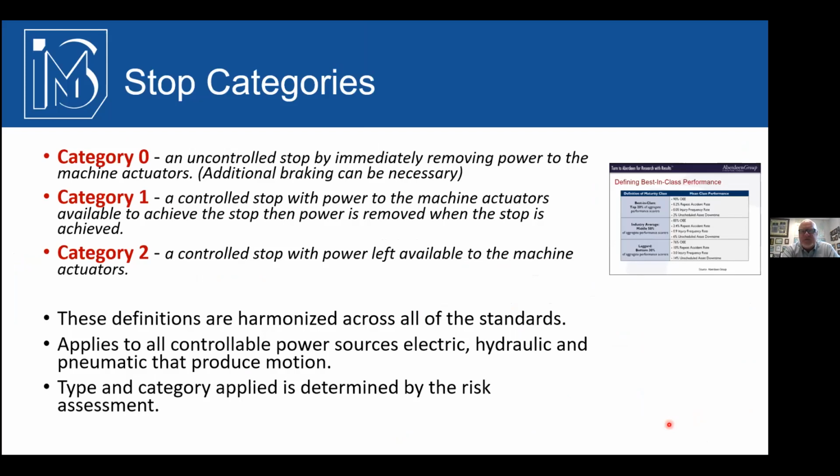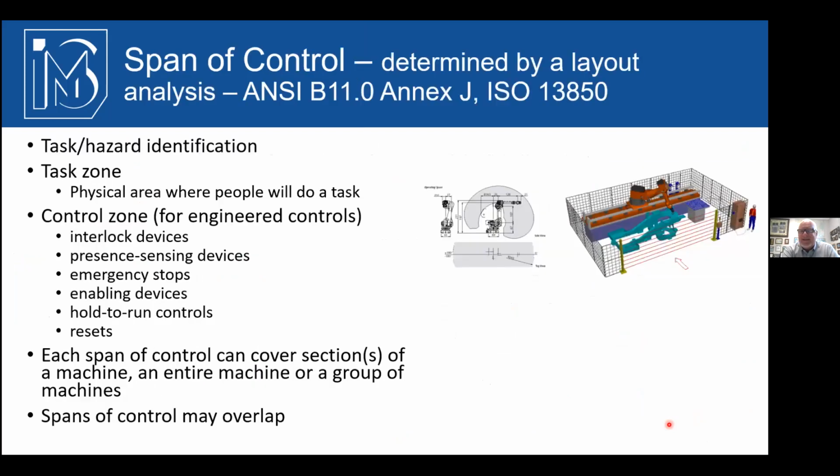So as we mentioned before, there's a category 0 stop, a 1 and a 2. We'll talk a little bit more about these later. But before we get into those engineered controls, before we get into the designing of it, we also have to consider what exactly we're going to stop. What portion of the machine are we going to stop?